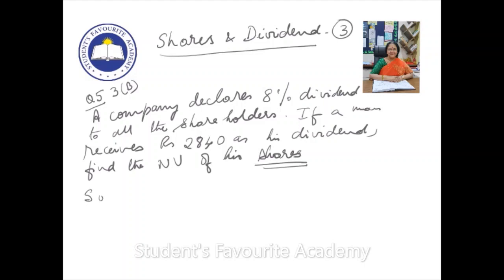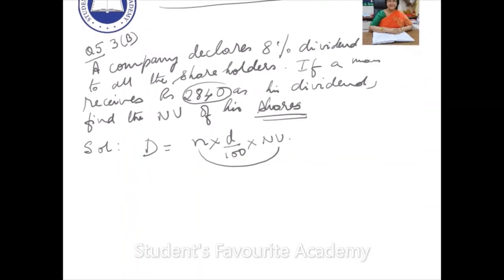So, solution, you know dividend is rupees 2840. So use the dividend formula. Dividend is equal to n, that is number of shares, into d percent, that is d upon 100, into the nominal value. So n into nv is the total nominal value of his shares. So that is what is asked. So d is given to us, 2840, that is equal to n into nominal value, that is what we have to find, and d is 8%, so 8 upon 100.